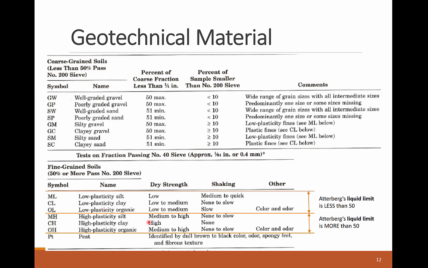You can see that soils with higher plasticity here have higher dry strength due to the higher cohesion forces between their small grains. Peat is highly organic material, which is not used in design and construction.